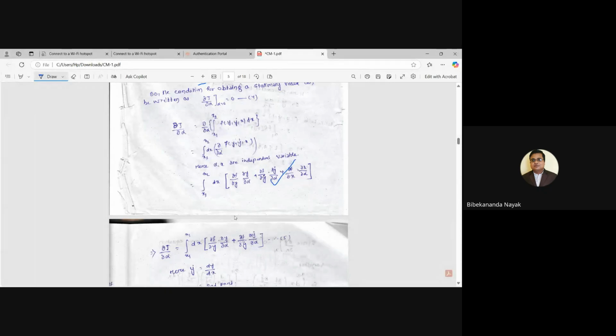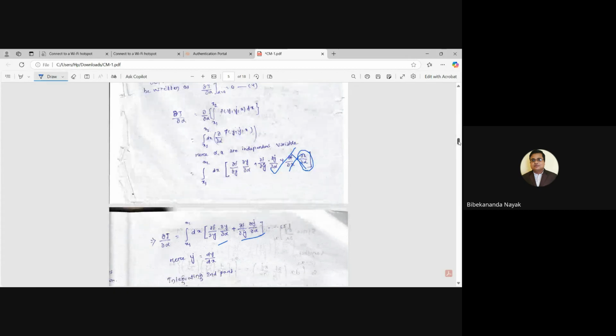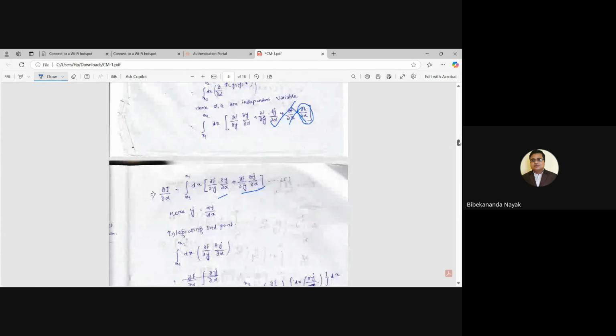So del J by del alpha is equal to the integral from x1 to x2 of del f by del y del y by del alpha plus del f by del y dot del y dot by del alpha. But x and alpha are independent parameters. As per our definition, x is separate from alpha eta(x). X and alpha are independent parameters, so its partial derivative is 0. X does not depend on alpha. So we have only two terms, first term and second term, where y dot means dy by dx.